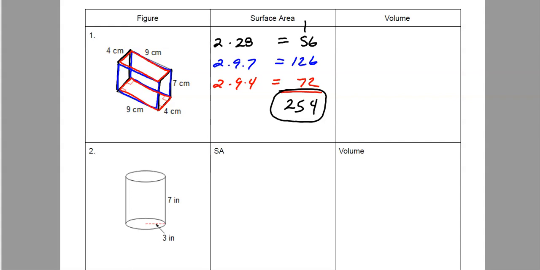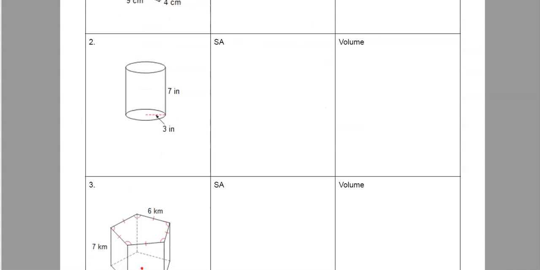Volume is a little bit easier. Remember, volume is just the base area times the height. So the base area is a rectangle, which is 36. That's the bottom there. Times the height, which is 7, for a total of 252. All right, moving on to number 2.